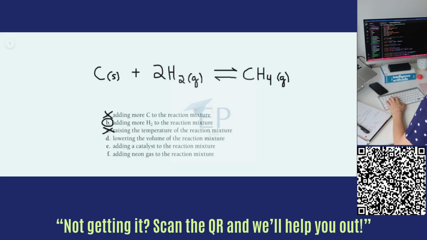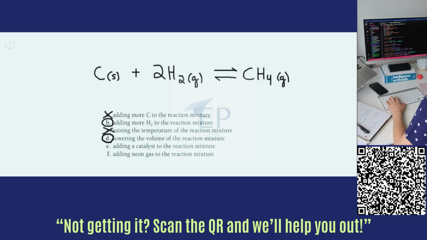D, you lower the volume of the reaction mixture. The relationship here that is important is the relationship between volume and the number of moles of gas. On the reactant side, we have 2 moles of gas, and on the product side, we have 1 mole of gas. Volume and the number of moles are directly related. If you decrease the volume, you want fewer moles of gas. So if we're going to lower the volume of the reaction, we're going to shift this equilibrium towards the side that has the fewer number of moles of gas. And like we said, there's only 1 mole of CH4 over here, so reducing the volume would shift towards products for CH4. So D would favor CH4.